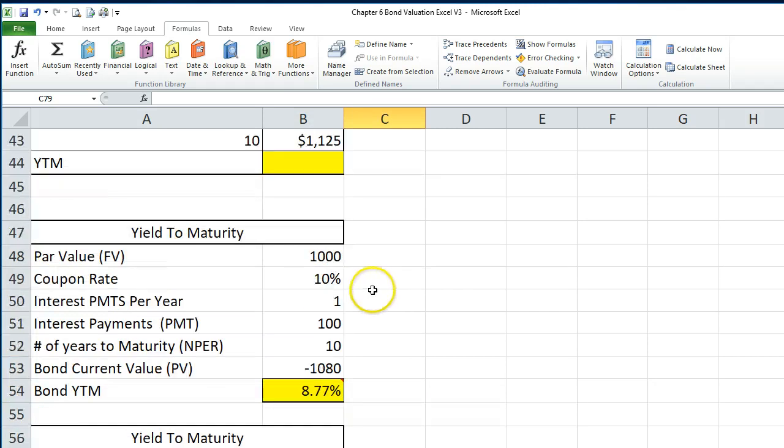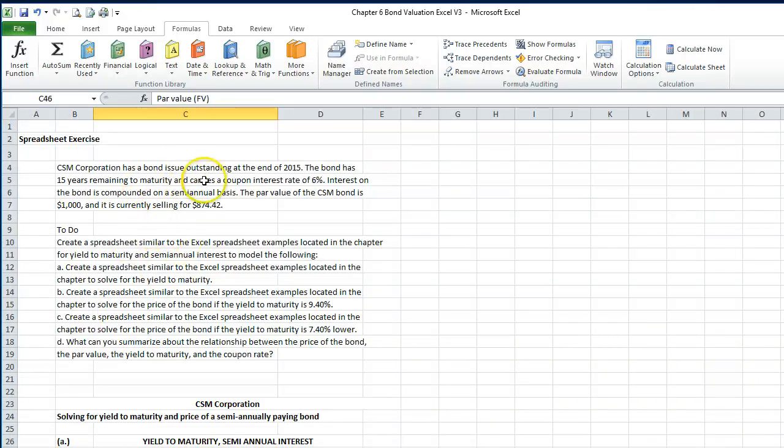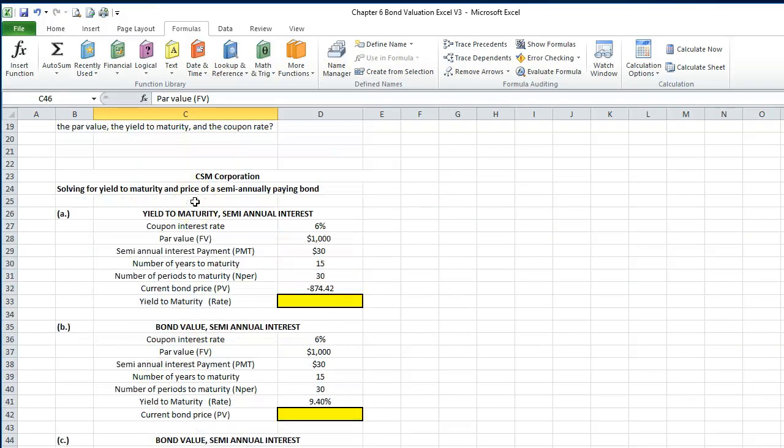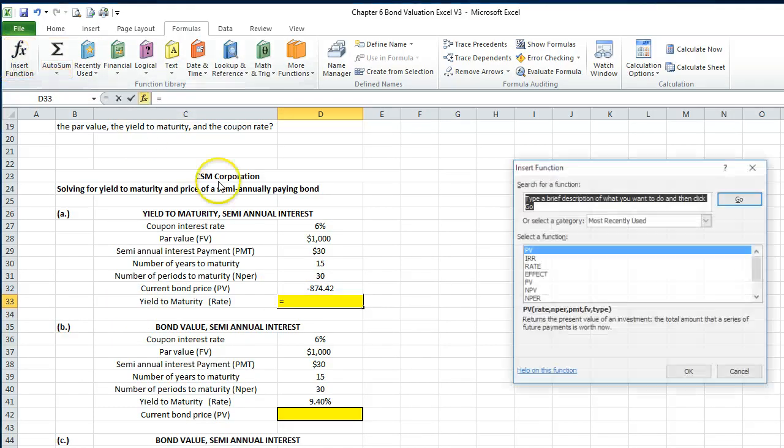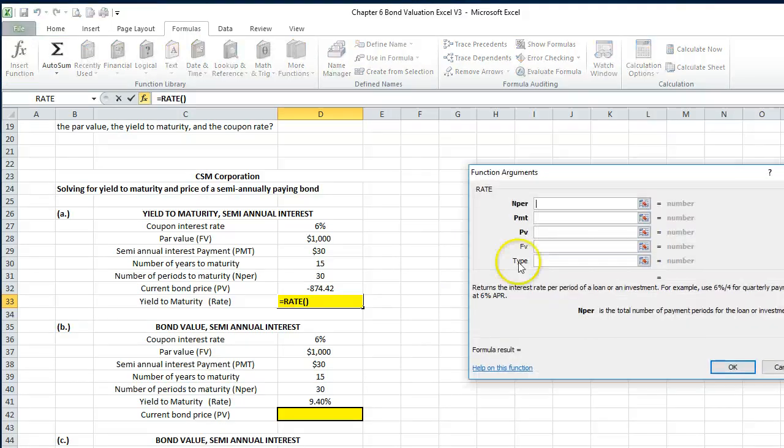Okay, so let's move on to the next workbook, the bond yield to maturity. This is a spreadsheet exercise out of the chapter, and again, these are similar problems to what was used before. If we want to calculate yield to maturity, yield to maturity is a rate. So we're going to use the rate function here. Just like before, this is again a semi-annual interest problem, so we're solving for rate, and we just have to remember this is a semi-annual problem.